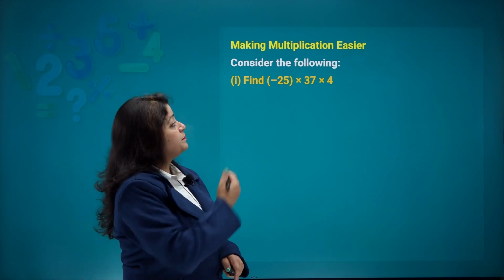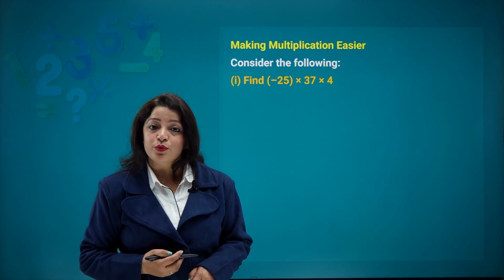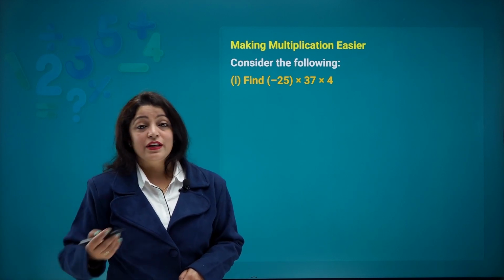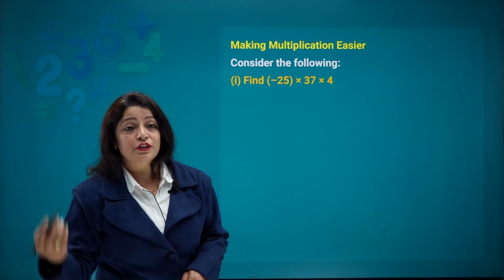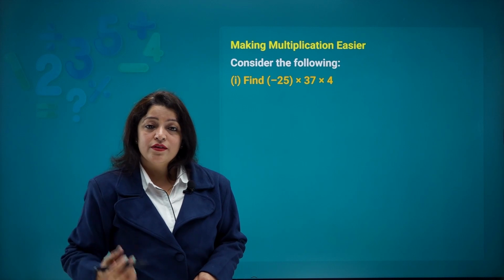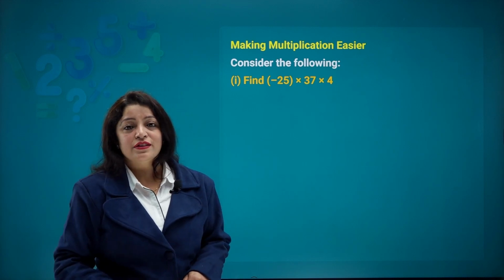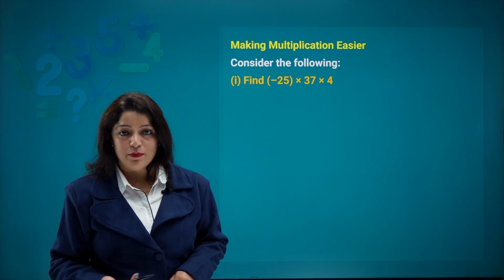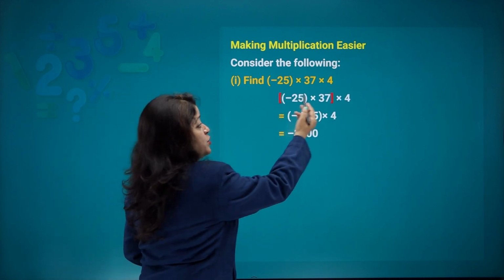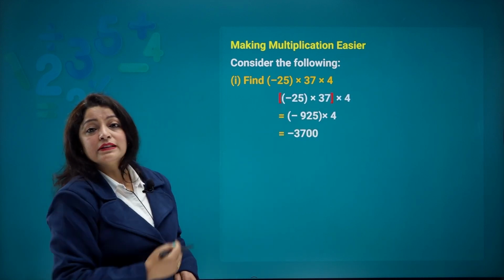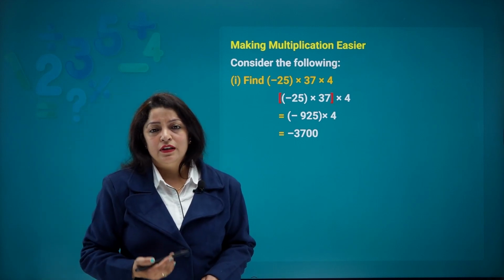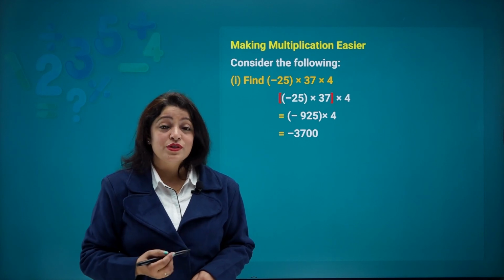Because see, if this is our question given to you, like minus 25 multiplied by 37 times 4, then how will you do it? You may first multiply minus 25 by 37, then find the result, and then multiply the final result by 4. But in this way, minus 25 times 37, you will get minus 925, then multiplied by 4 to get minus 3700. A bit lengthy. Let us make it simpler.